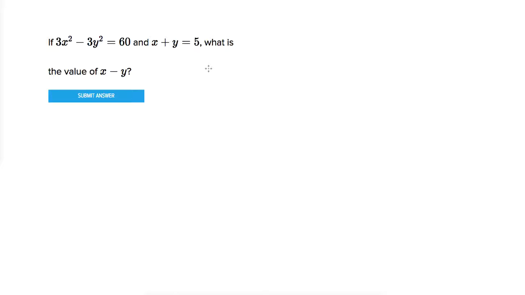If 3x squared minus 3y squared equals 60 and x plus y equals 5, what is the value of x minus y? Okay, so we have a few different things going on here. First of all, we have a system of equations: 3x squared minus 3y squared equals 60, and x plus y equals 5. And now the thing that we're trying to solve for is x minus y.